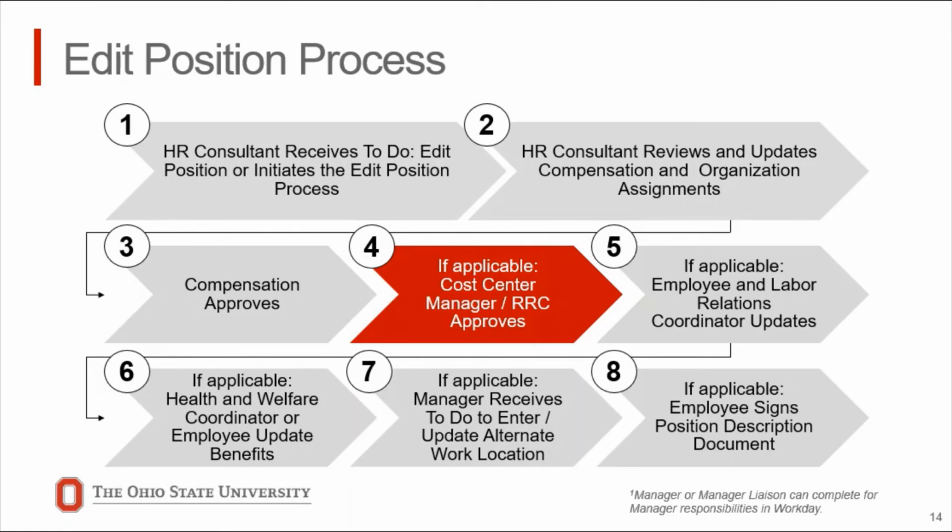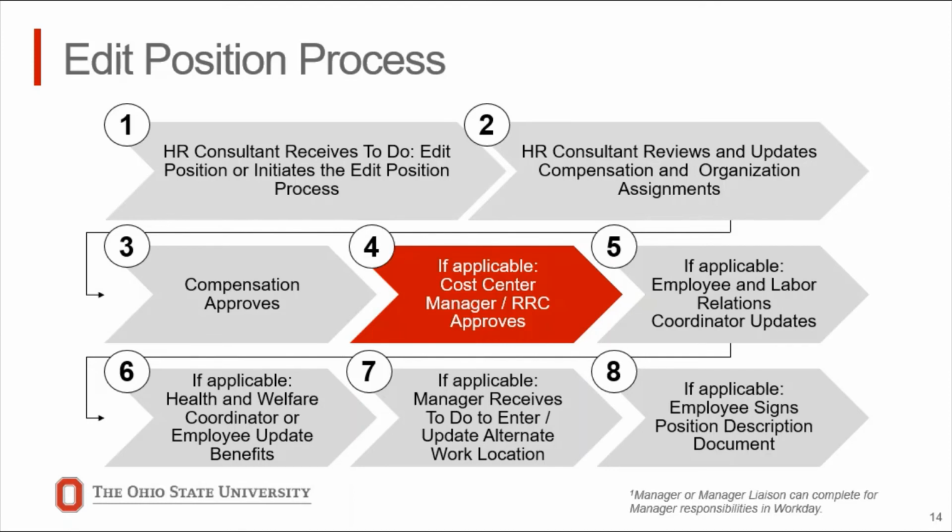Step 4. Compensation approver approves. Step 5. For FTE changes, the college or business unit cost center manager or RRC will approve. Step 6. If applicable, the employee and labor relations coordinator will update the union membership. This will be for union to non-union jobs.